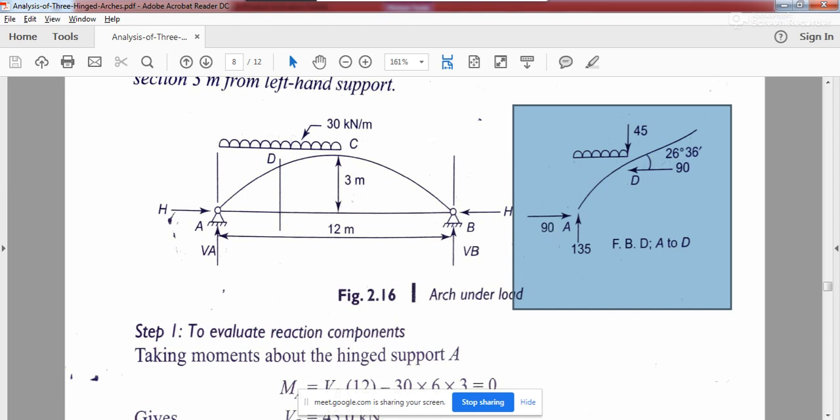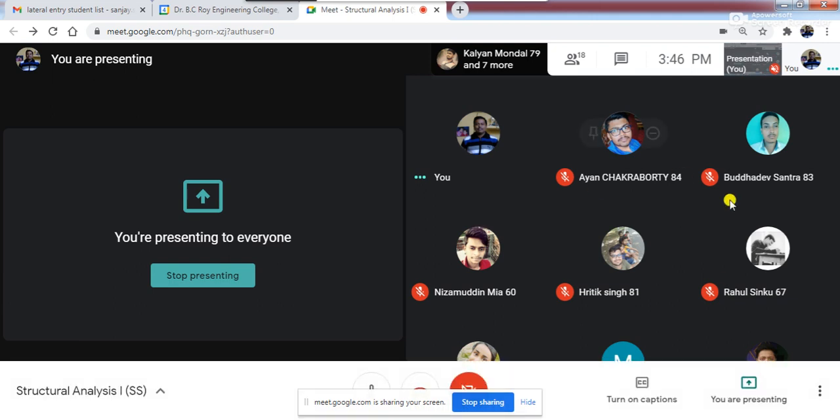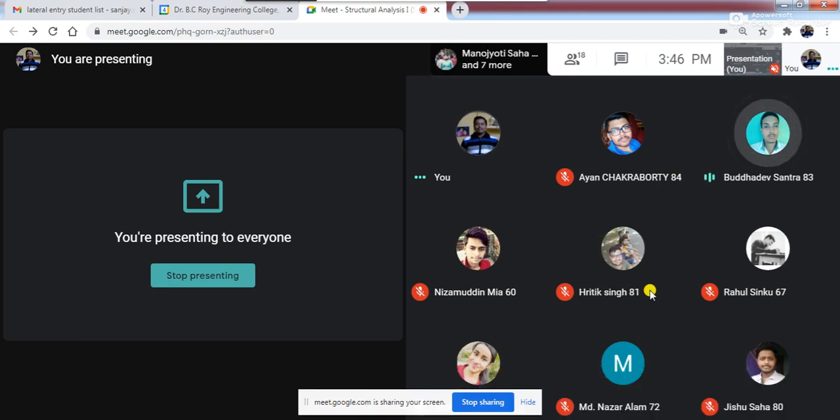Anyone tell? Tell me, someone please. Sir, from the arch equation? Yes, arch equation, correct. What will we do from the arch equation? How do you find out?